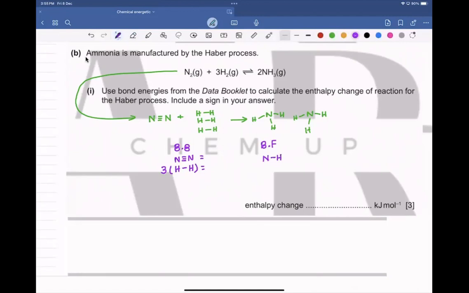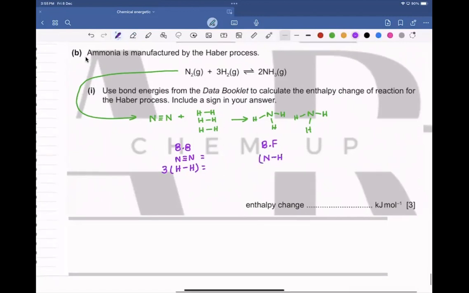Sir, 6 NH bonds are formed, so I have to multiply the bond energy of NH with 6, right? Is this clear now? Yes, sir. Okay. Yes, Hamza and Ashal, is this clear? Yes, sir.